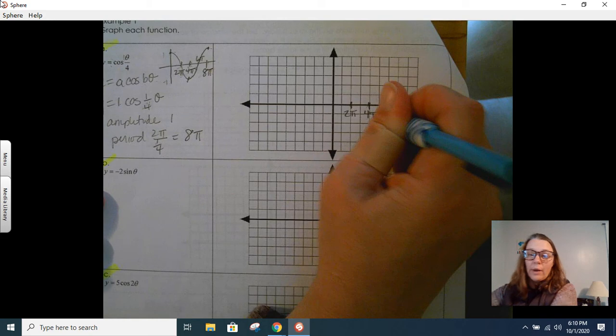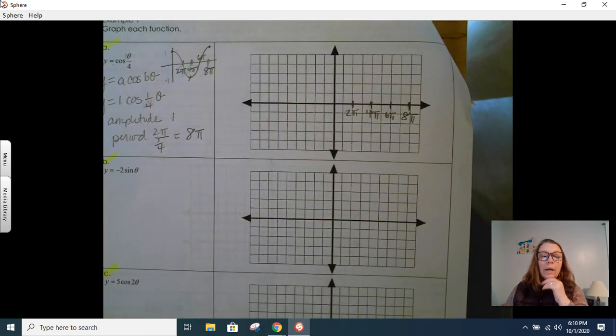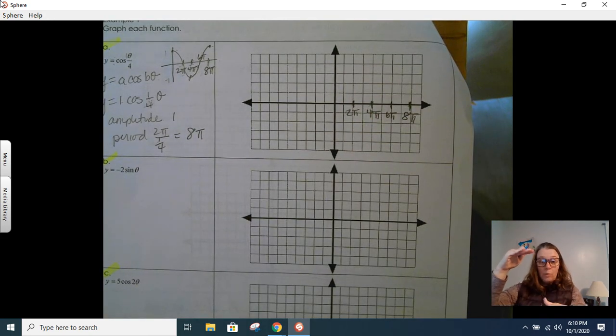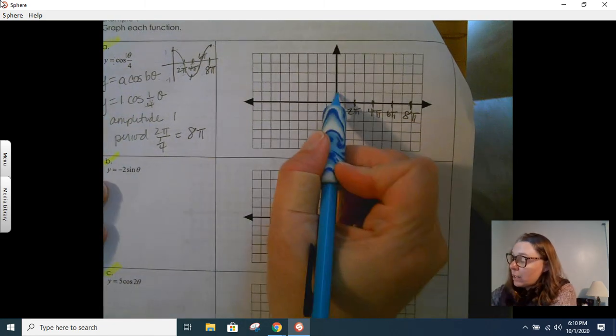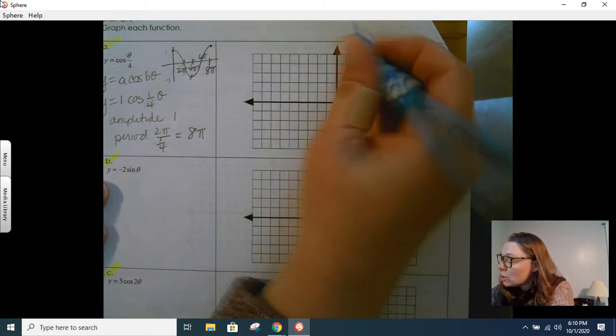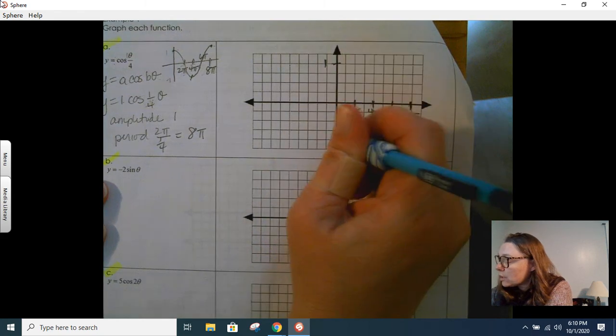I usually figure out the end and the middle and then split from there. Okay, my amplitude goes up 1 and down 1 for my max and min. Now I could put my 1 here and here, but then it gets kind of squished. So I'm just going to have them up further just so that it's not so squished.